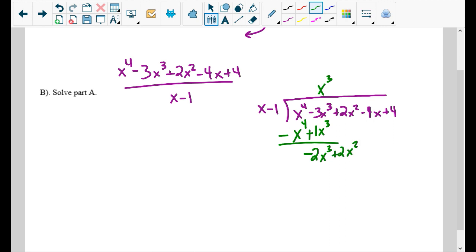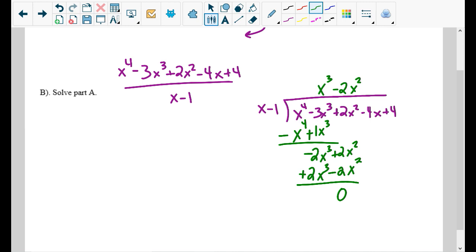X going into negative 2x to the third. Well, I need a negative 2, and I need 2 more x's. So negative 2x squared times x is negative 2x to the third. And negative 2x squared times negative 1 is a positive 2x squared. So minus, again, this first term, 2x to the third, cancels out. And the 2x squared minus 2x gives me a 0 as well.